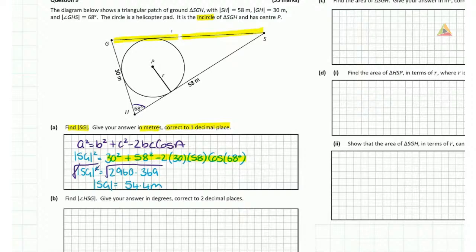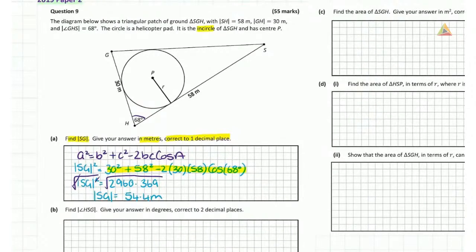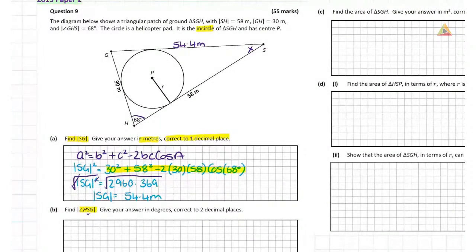What I'm going to do, and it's a good habit to get into as I said already, is go back to your diagram and fill in your answer, because you will probably need it at some stage later. Part B: find the angle HSG. So we note where that is on the diagram. We look at the middle letter, remember, and that's that angle there. So I'm going to call it X for now. Give your answer again in degrees, correct to 2 decimal places this time.